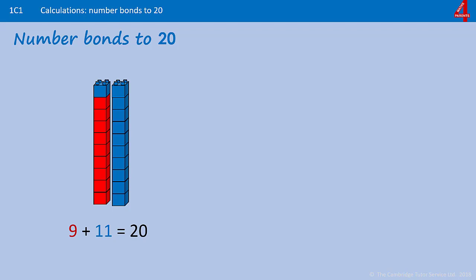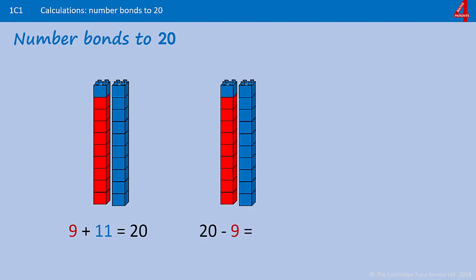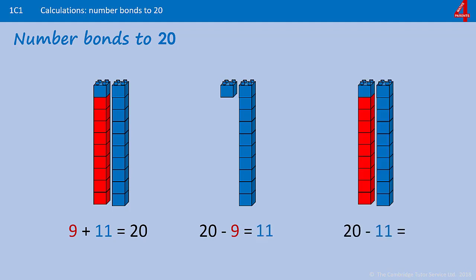As with the number bonds to 10, once you know them, you can use the inverse calculation to help you work things out. For example, if you know that 9 add 11 is 20, you can work out 20 subtract 9, which is 11, and 20 subtract 11, which is 9.